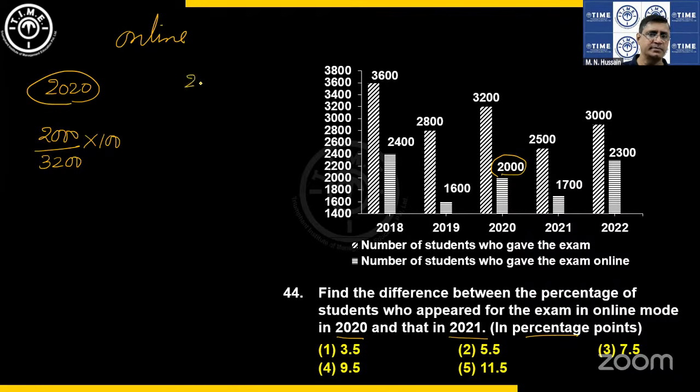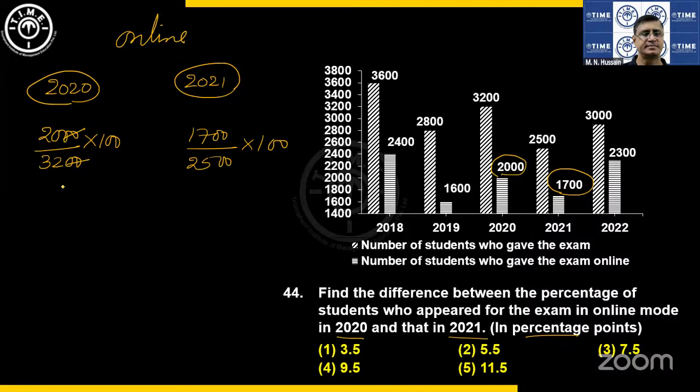And 2021. 2021 means 1,700 upon, what is the result? 2,500 into percentage. 0 and 0 get cancelled. Now what is next here? 4, 5 times, 4 here, 8 times. 5 by 8. 5 by 8 means 62.5%.